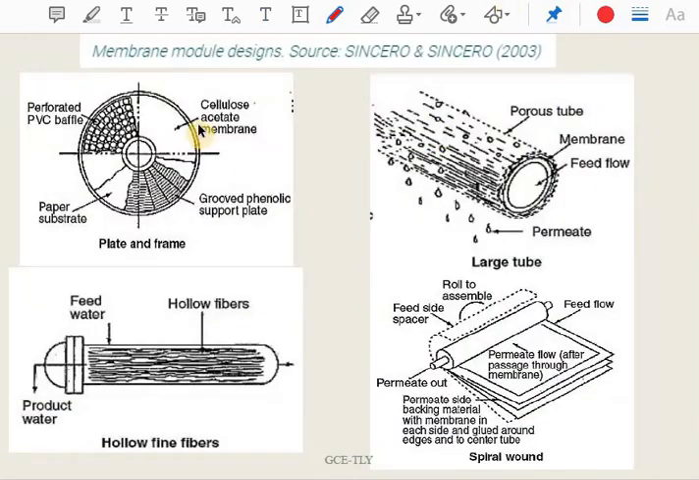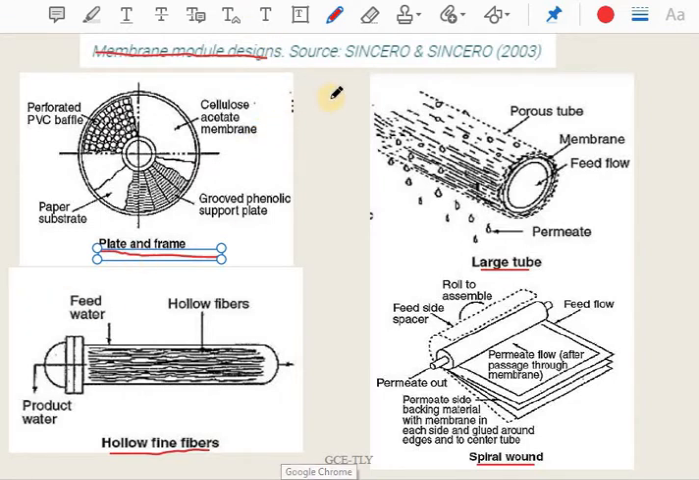So next is the membrane modules. Generally, membranes are placed in four kinds of modules. One is the plate and frame module, and the other is the large tubular module. We have the hollow fine fiber module and the spiral wound module. These are some common membrane module designs. In the plate and frame module, the membrane is simply placed in a plane form.